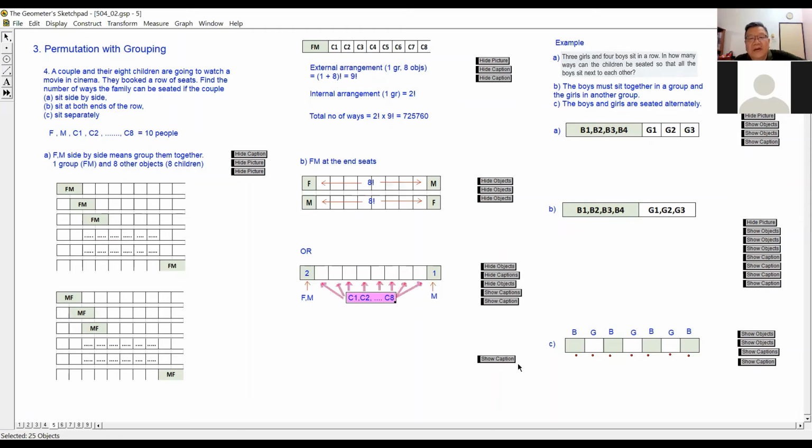Then the other 8 children can be seated anywhere. So 8 children, how many ways can they be arranged? 8, 7, 6, 5, 4, 3, 2, 1. This is actually 8 factorial. So the total number of ways is 2 times 8 factorial, times 1 here. So it is 80,640.